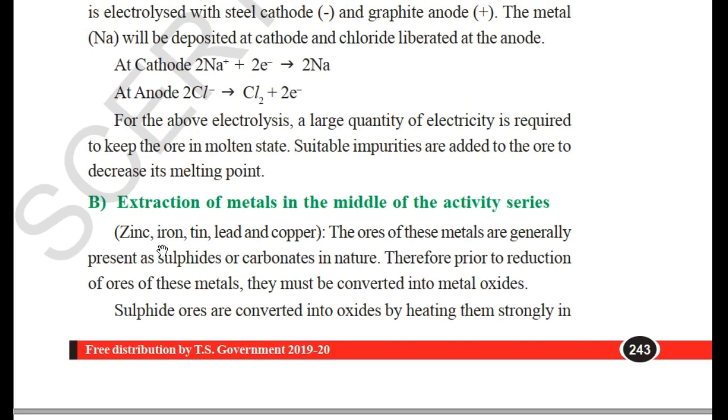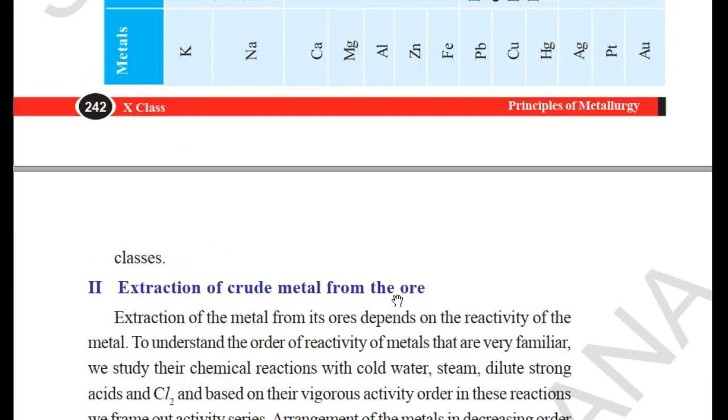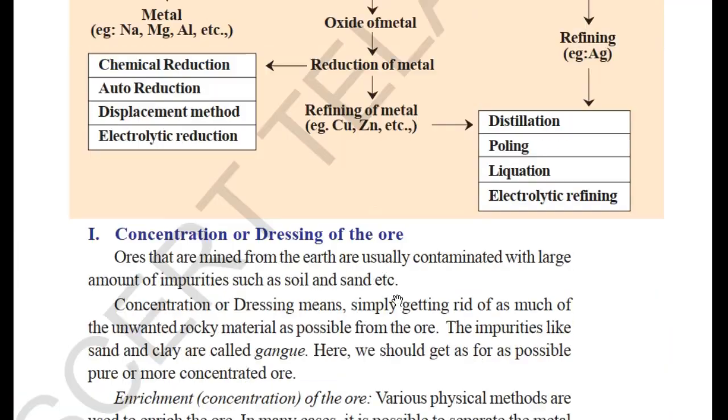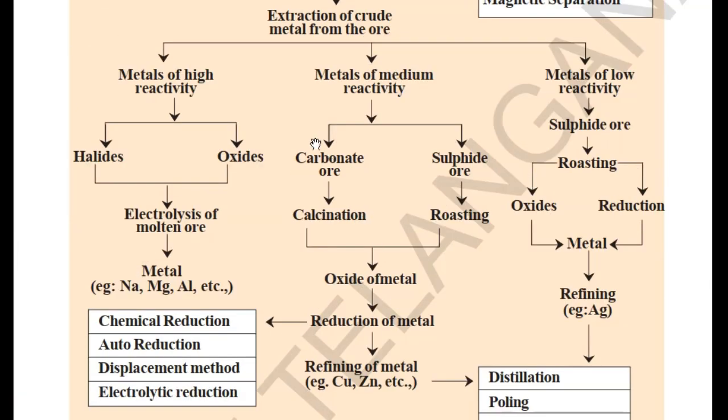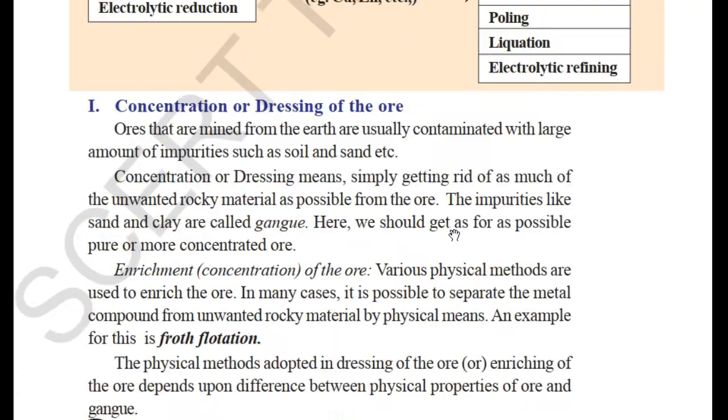The second one is extraction of metals in the moderately reactive series: zinc, iron, tin, lead, copper. So we have five metals. They are present as sulfides and carbonates, as we have already seen in the tree diagram. These metals are present in carbonate and sulfide ores.